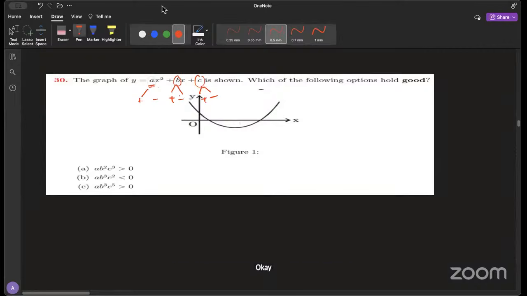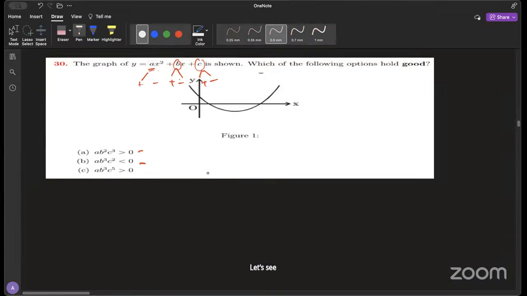Ma'am, option A and B seems to be correct. Ma'am, A and B. Let's see if these two are correct.